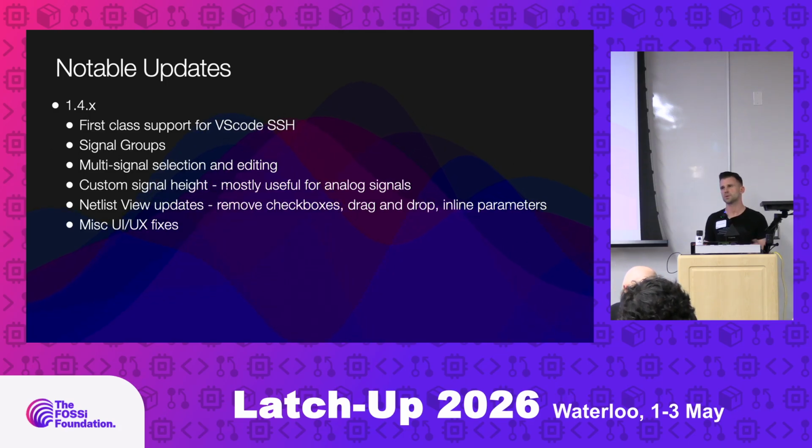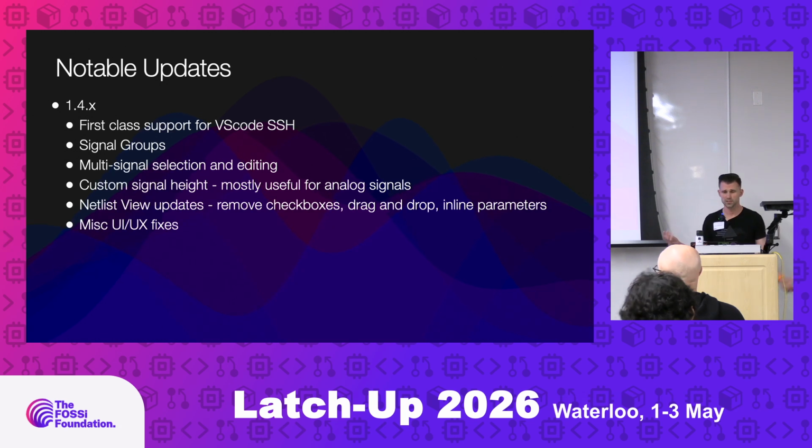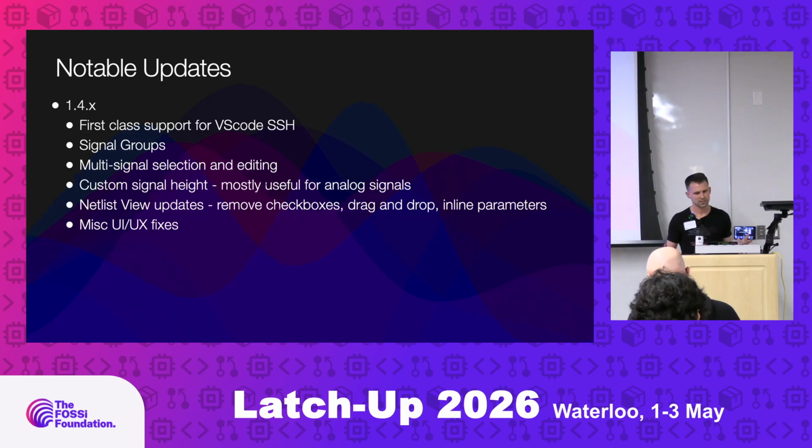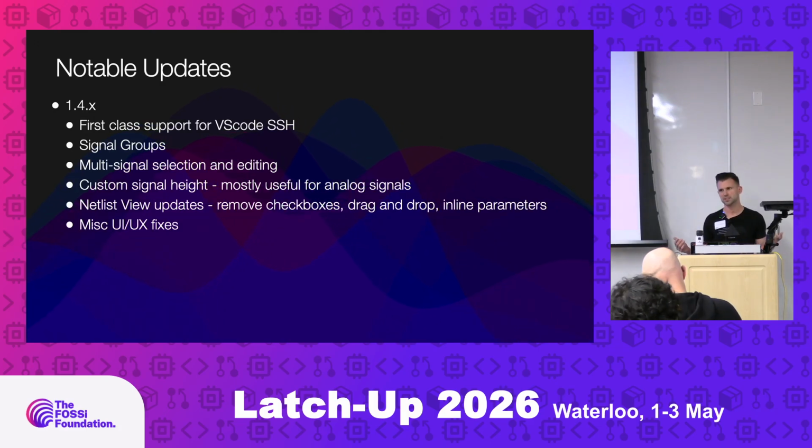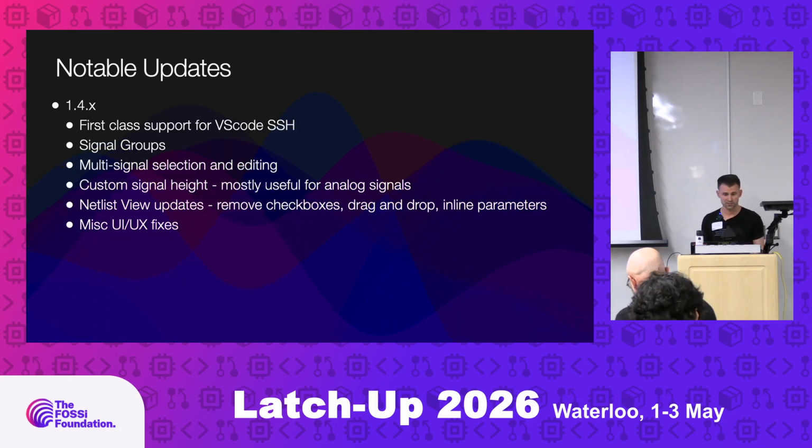That always worked, but you had to configure it. Now it's just default configuration. It just works out of the box. I added signal groups, so you can group signals and expand and collapse groups. That was annoying because it turned everything into a tree data structures problem. Multi-signal selection and editing. Again, these are UX things, but they weren't in last year. Custom signal height, which is great for analog signals.